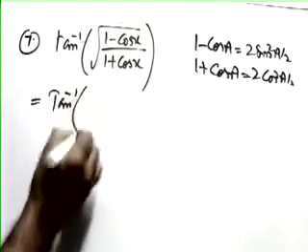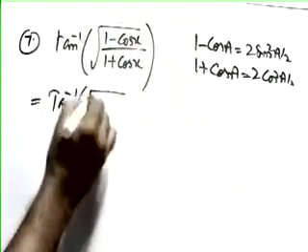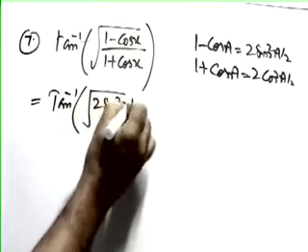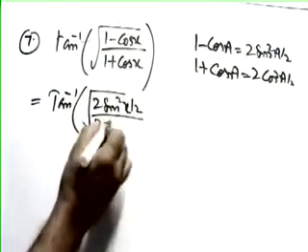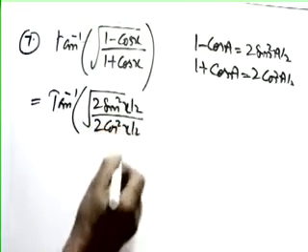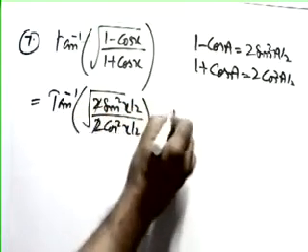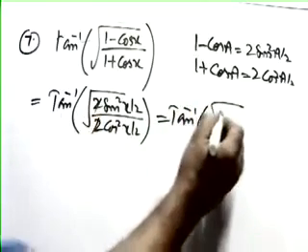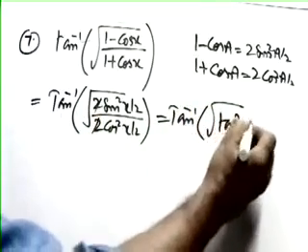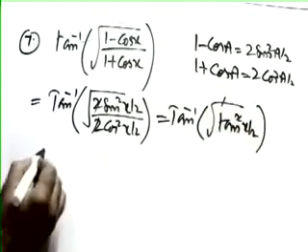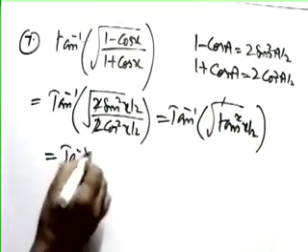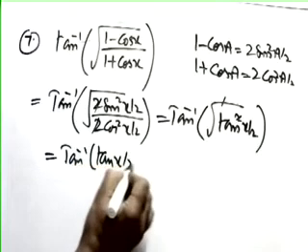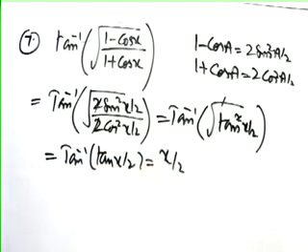So now let me use it here: tan inverse under root of 1 minus cos x, which is 2 sine square x by 2, over 1 plus cos x, which is 2 cos square x by 2. So 2 will get cancelled. Tan inverse under root of, now sine by cos is tan, so this will become tan square x by 2. Square root will get cancelled. What is left? Tan inverse tan x by 2. Tan inverse tan will get cancelled. What is left here? x by 2.